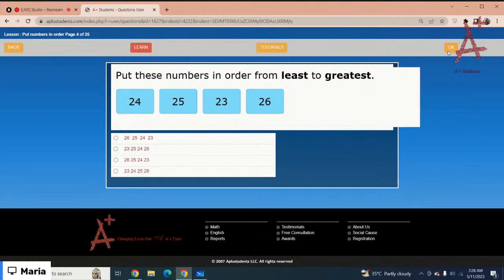Okay, put these numbers in order from least to greatest. So which is the correct option? 24, 25, 23, and 26. It would be 23, 24, 25, and 26. The last one is the correct option.